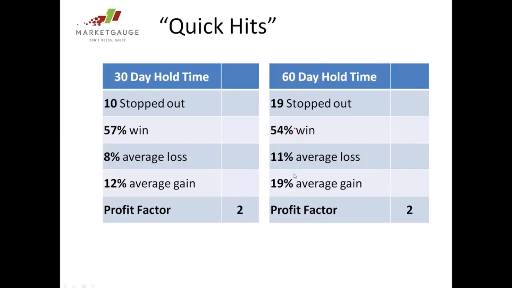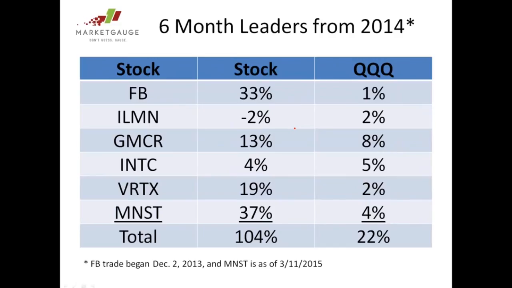Okay, so if you look at it over a longer period of time, you get a 54% win rate, a 19% average gain, and 11% average loss. Again, a profit factor of 2. And if I just took all the stocks that qualified over 2014, this is what they were. Facebook actually started its trade in December of 2013, so I included it. Facebook up 33%. In the same time frame, the Qs were up 1.